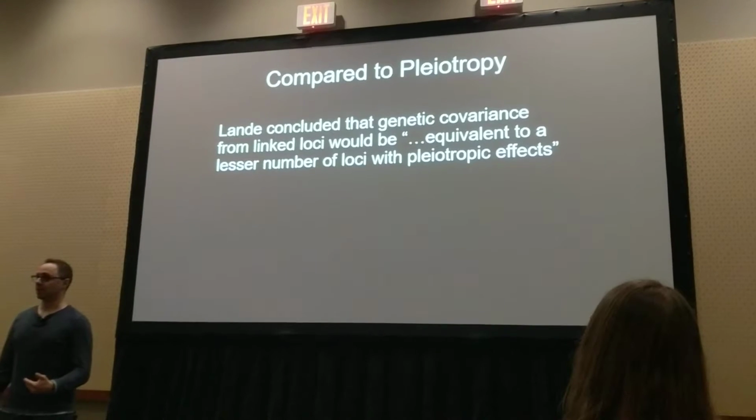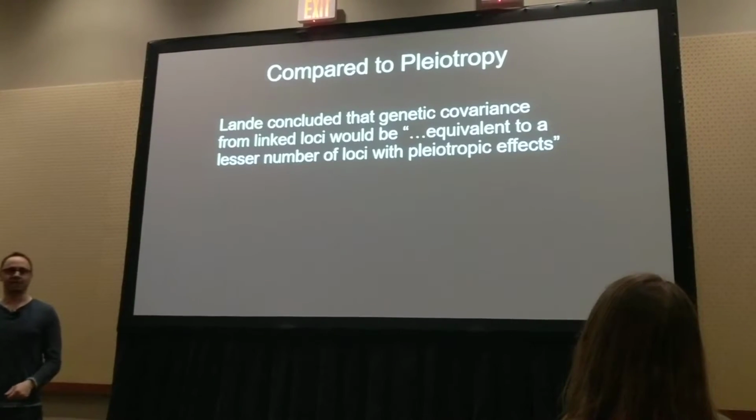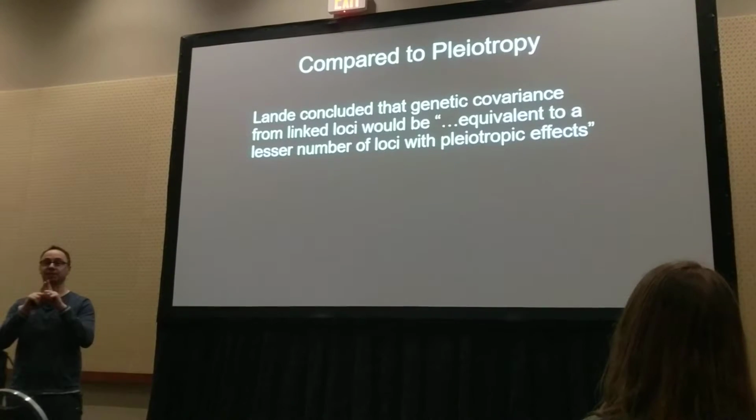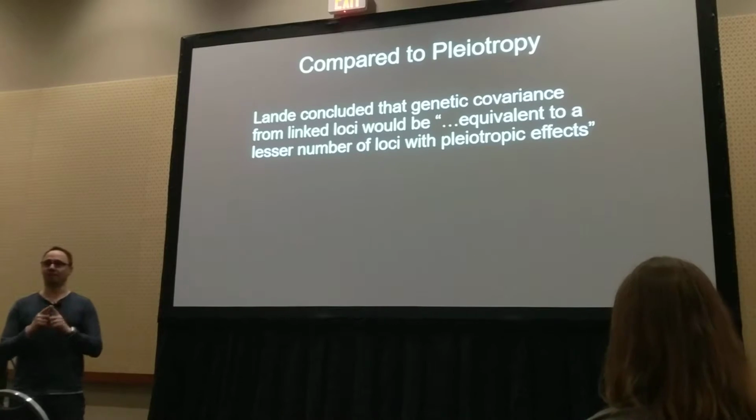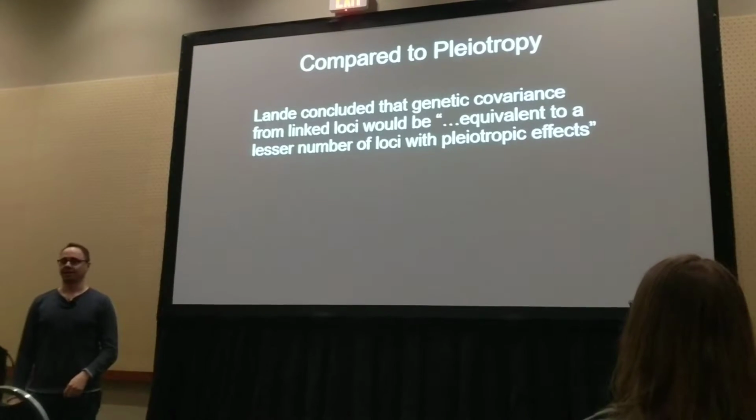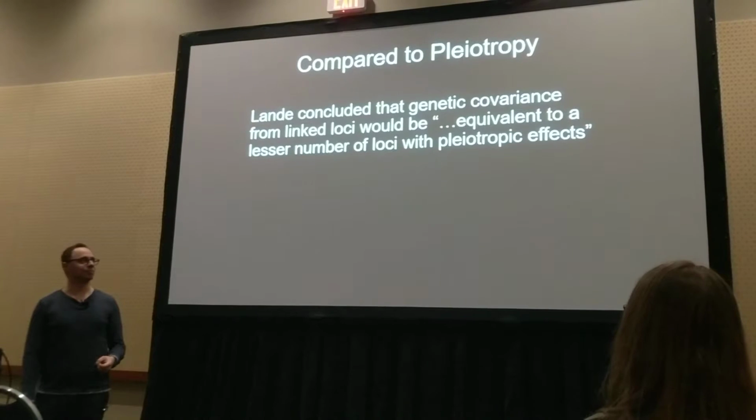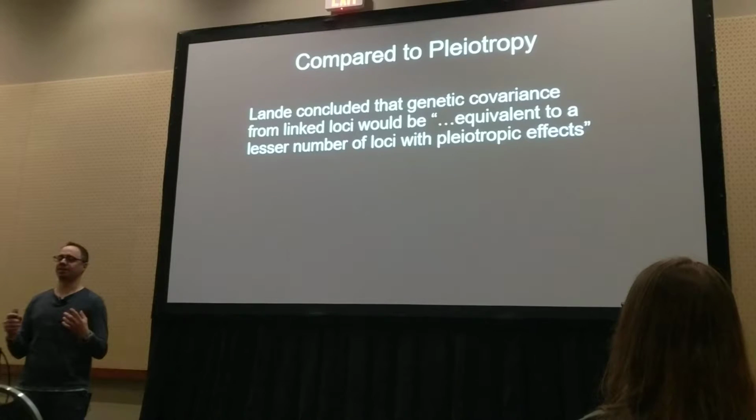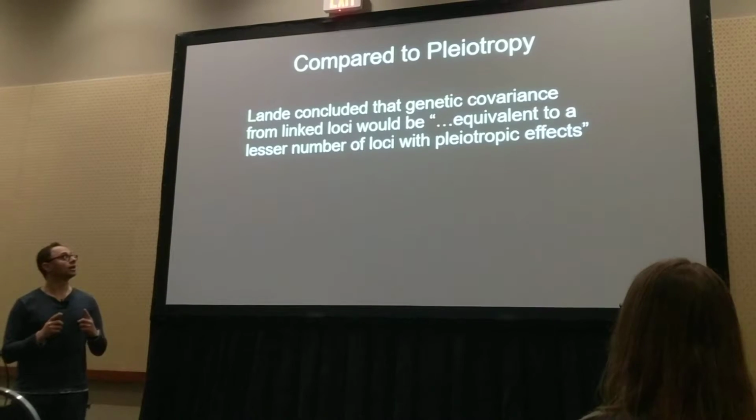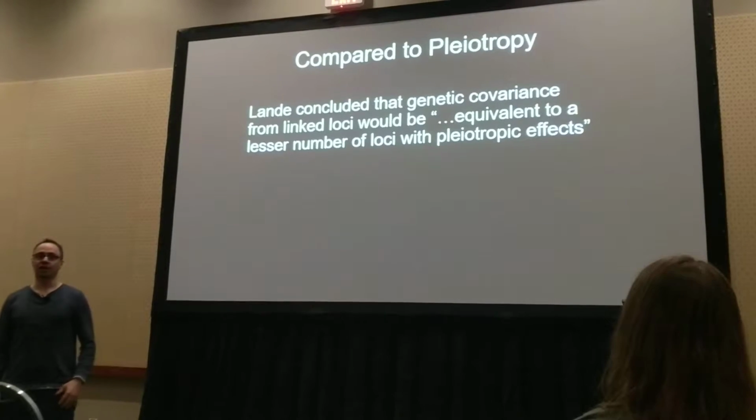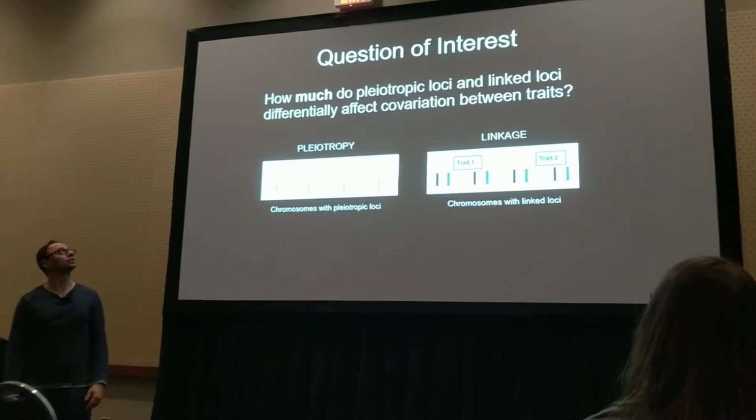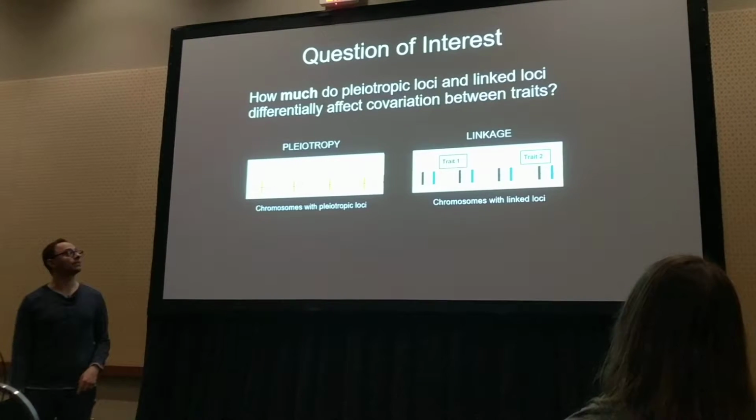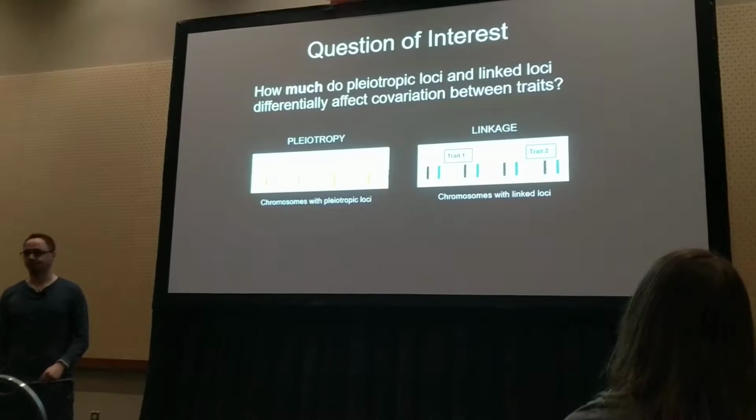Now, one of the conclusions he came to in this paper was that the amount of genetic covariance you can get between traits with completely linked loci is equivalent to some lesser amount of pleiotropic loci. I found that a bit not exact enough, and I wanted to look at what exactly the equivalencies were between linkage and pleiotropy. That led me to my question of interest: how much do pleiotropic loci and linked loci differentially affect covariation between traits?